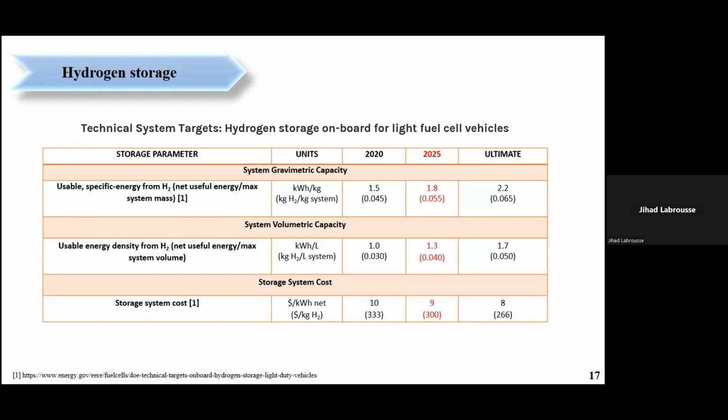Before talking about the results, let me just talk about the technical system targets according to the Department of Energy to let hydrogen be stored on board for fuel cell vehicles. Actually, the Department of Energy is trying to reach 5.5% by weight as a gravimetric capacity, and also 40 grams per liter as a volumetric capacity, and the storage system costs $300 per kilogram in the near future.